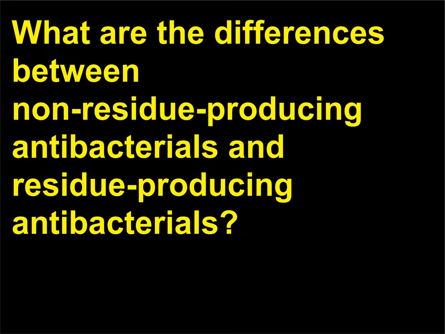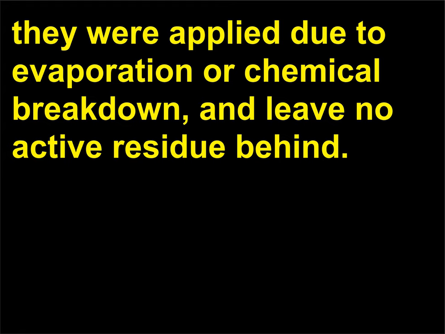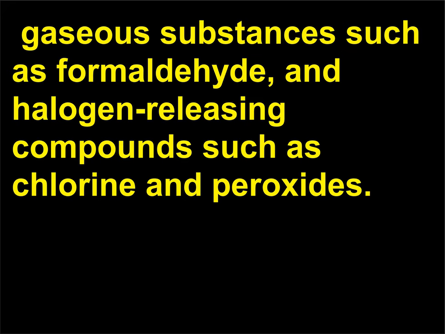What are the differences between non-residue producing antibacterials and residue producing antibacterials? Non-residue producing antibacterials quickly destroy bacteria and rapidly disappear from the surface. They disappear due to evaporation or chemical breakdown, and leave no active residue behind. Examples of non-residue producing antibacterials are alcohols, aldehydes, gaseous substances such as formaldehyde, and halogen-releasing compounds such as chlorine and peroxides.